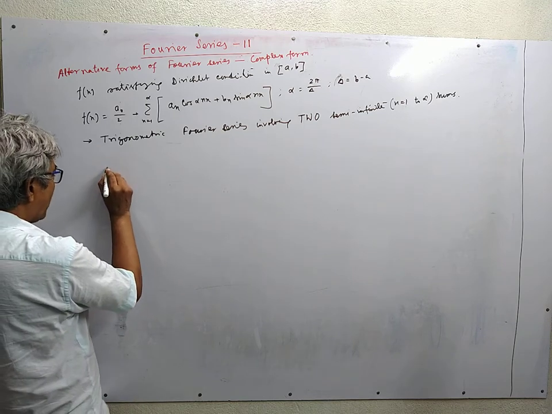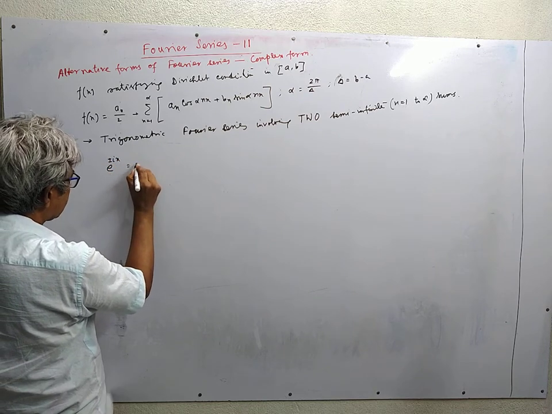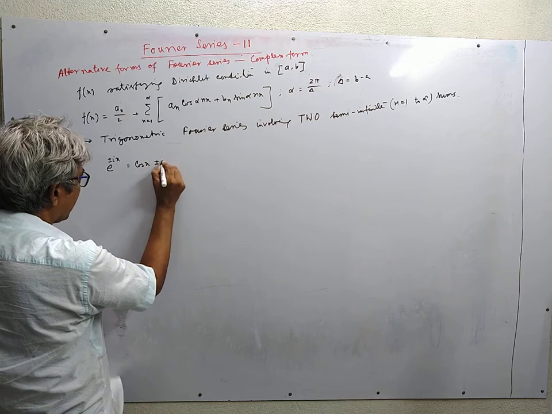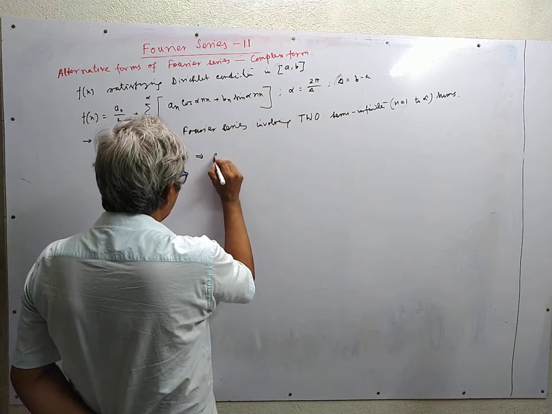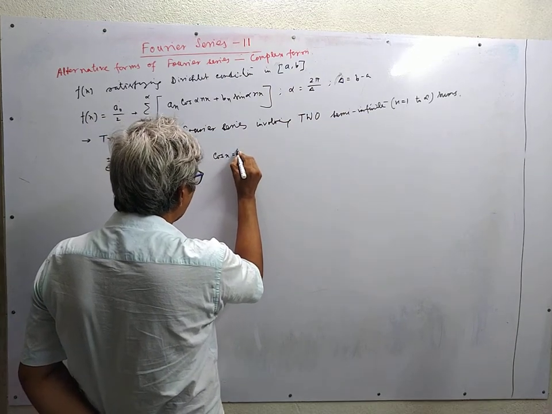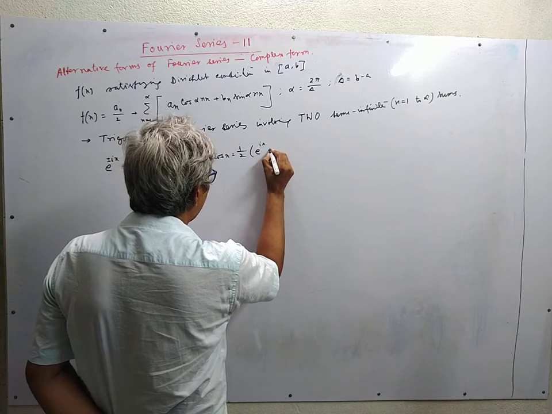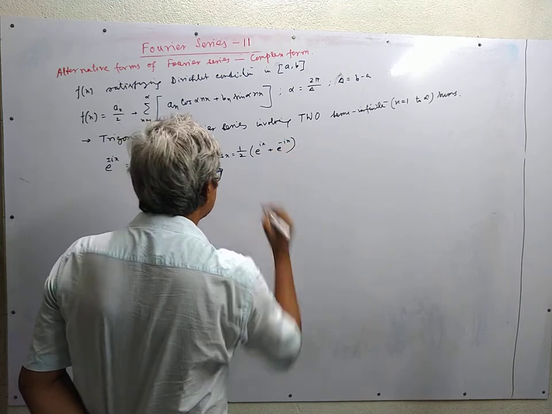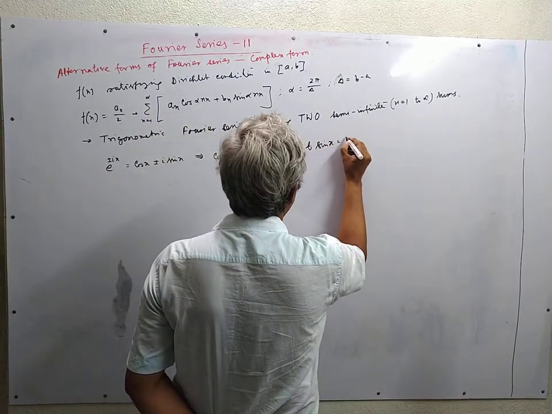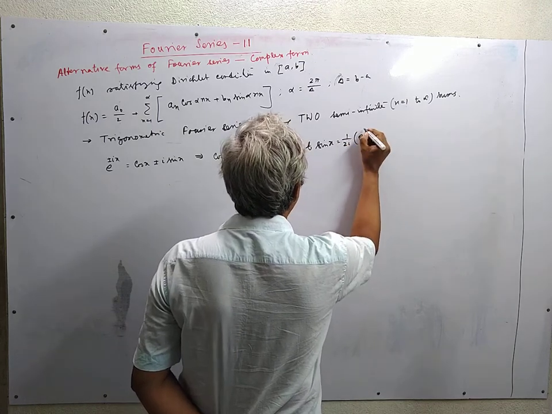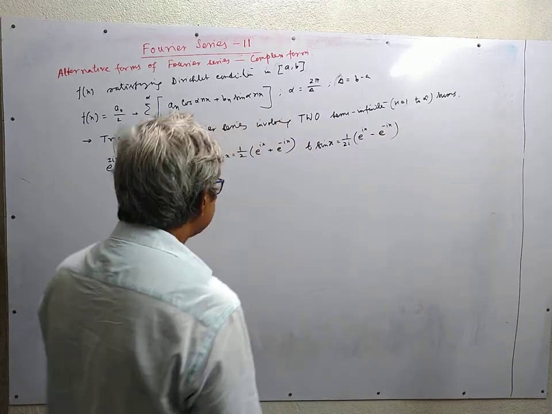We start with the Euler expression that e to the power plus minus ix is equal to cos x plus minus i sin x, which leads to cos of x is equal to 1 upon 2 of e to the power ix plus e to the power minus ix, and sine of x is equal to 1 upon 2i of e to the power ix minus e to the power minus ix. These are known as the Euler's expressions.